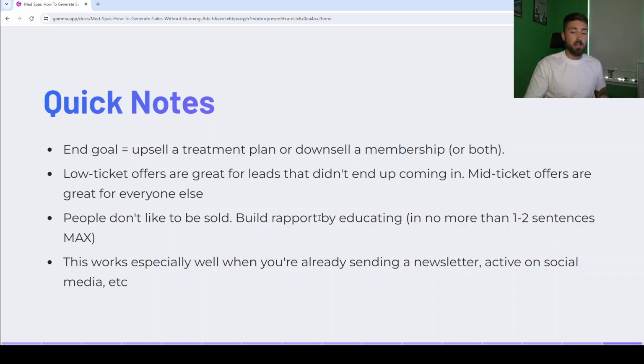But if instead you focus on building rapport and educating, so when you say, hey, do you want more details, and people say yes, spend some time explaining, like 1 to 2 sentences max, how the treatment works, why it's beneficial, why you thought of them in particular, and why you think they should get it, essentially. You build rapport by educating, and you destroy rapport by selling. So keep that in mind. Try to educate as much as you possibly can in the text, and then also over the phone. This works especially well when you are already sending a newsletter or active on social media, etc.